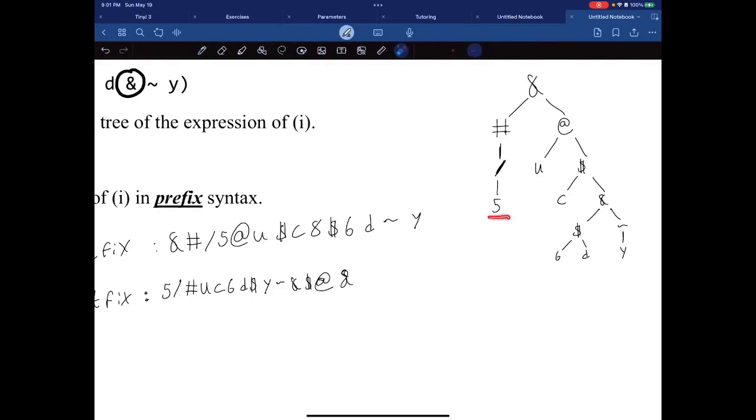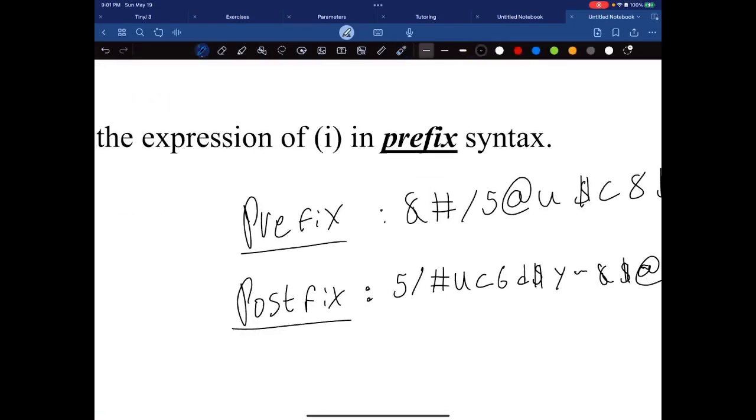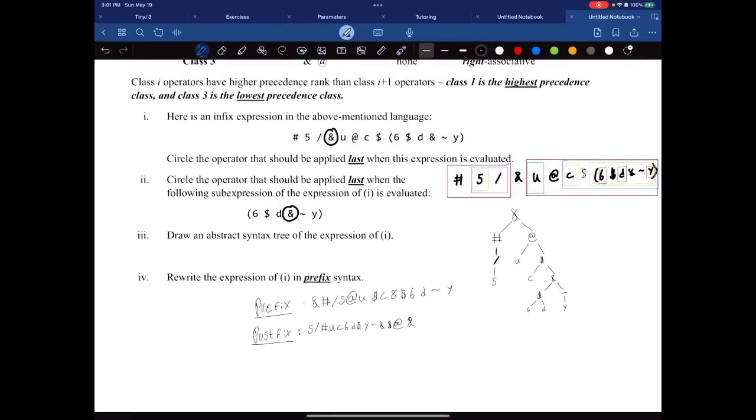Let me see. 5 divide hashtag UC60 $Y tilde $8 at ampersand. Yeah, that's good. And that would be postfix. So this is prefix, this is postfix. Okay. And that's all you really need to know for syntax.